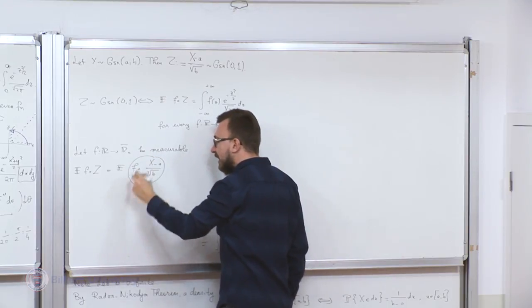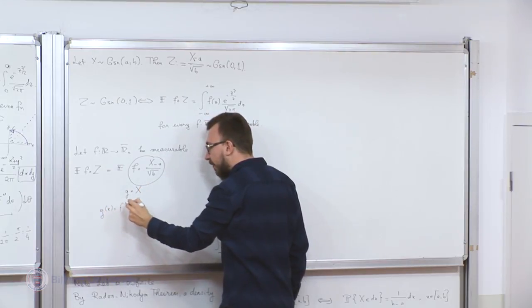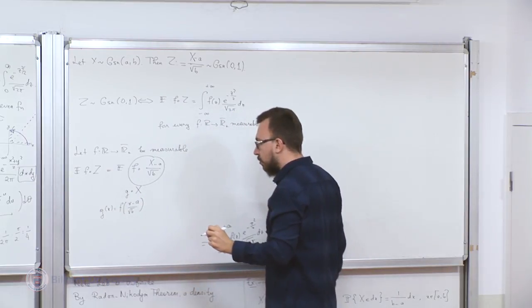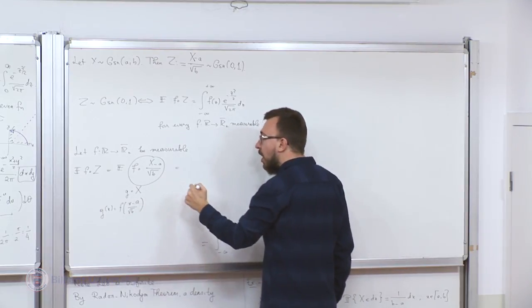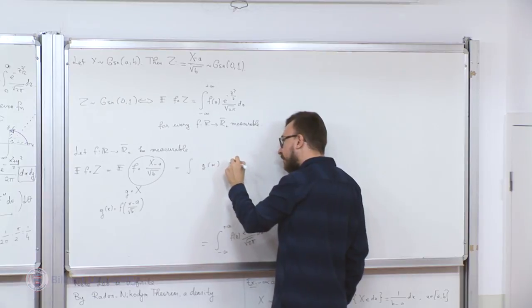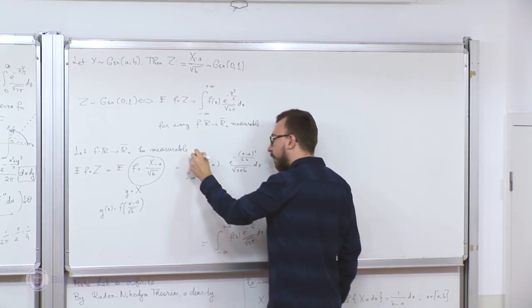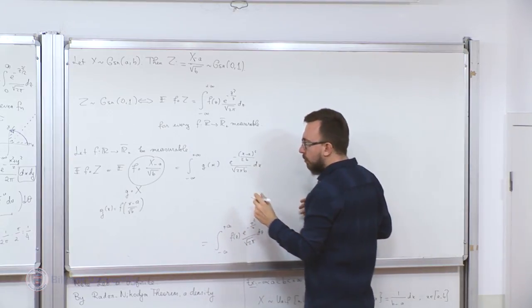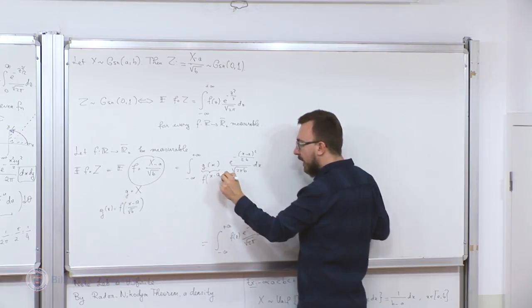So in fact, I can see it as g of x, where g of x is defined as f of x minus a over square root of b. So since we know the distribution of x, this is really g of x times the distribution of x. And of course, g is a function that we just made up. So this is, in fact, x minus a over square root of b.